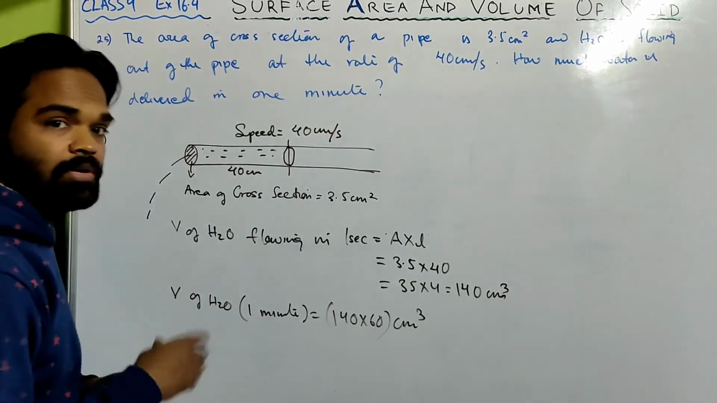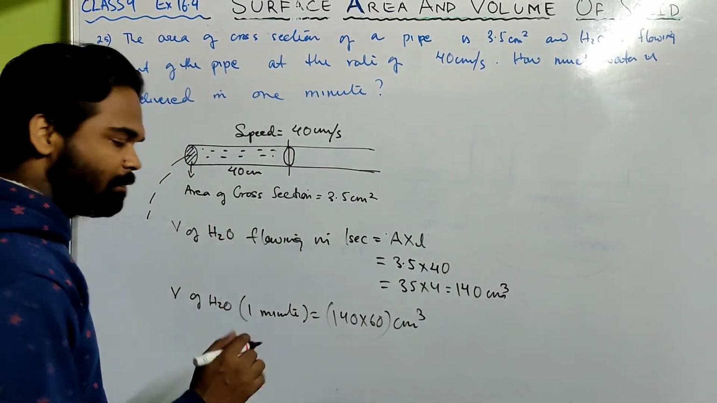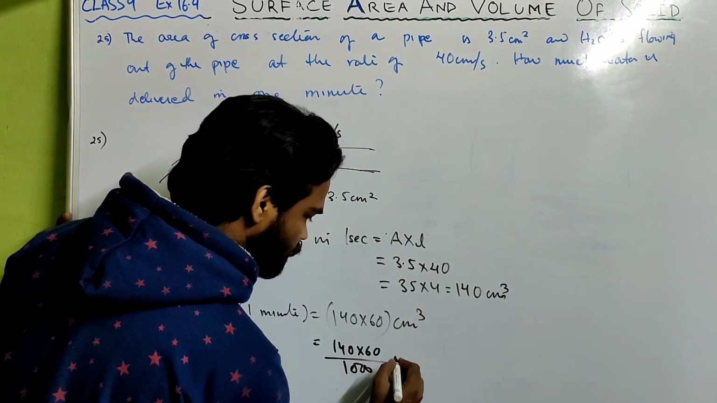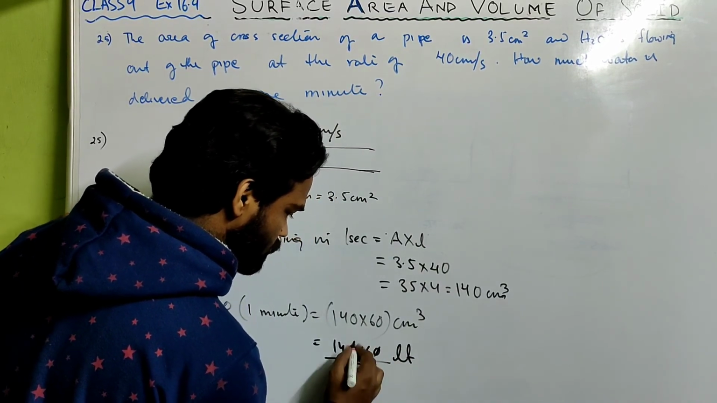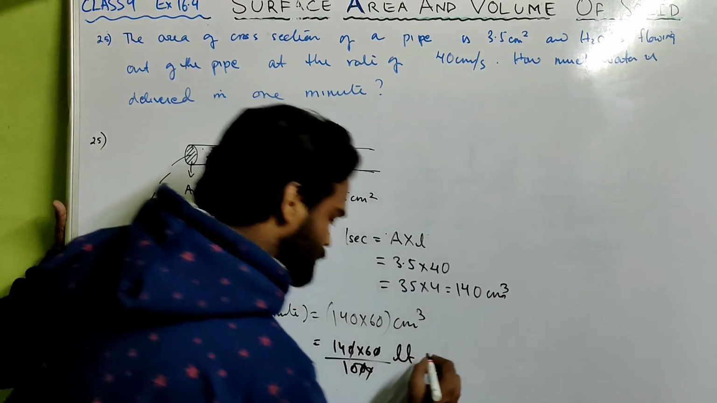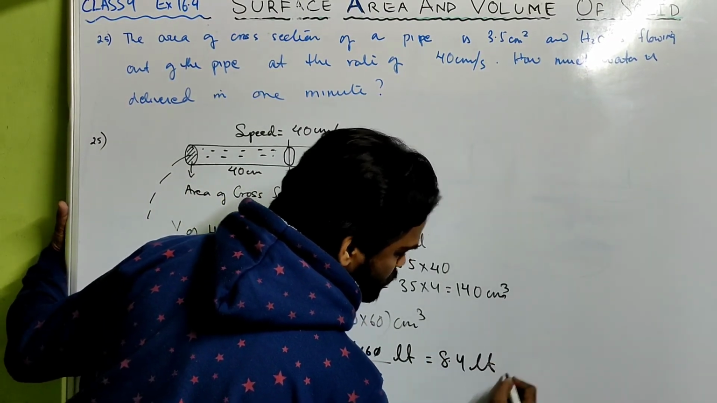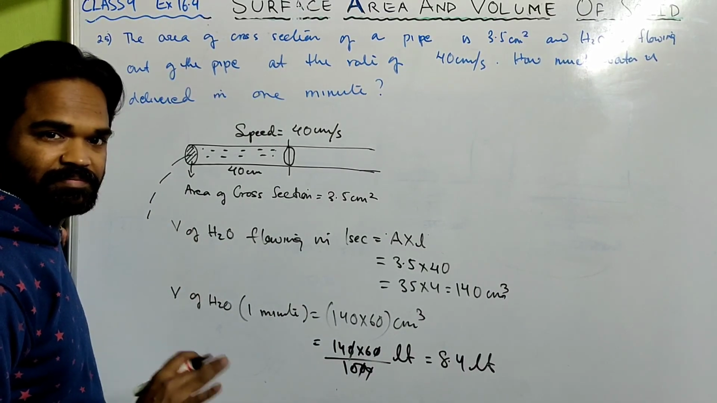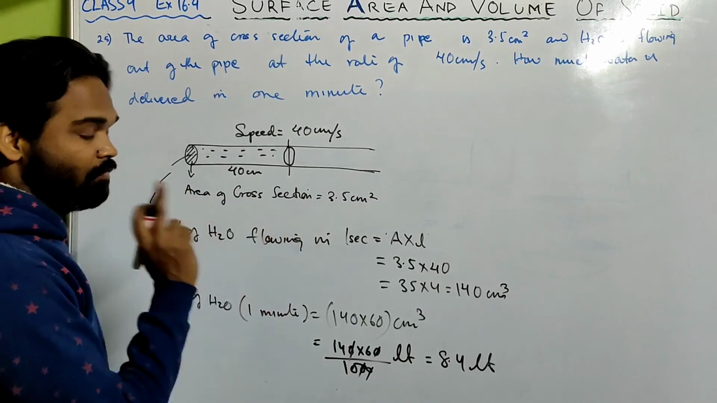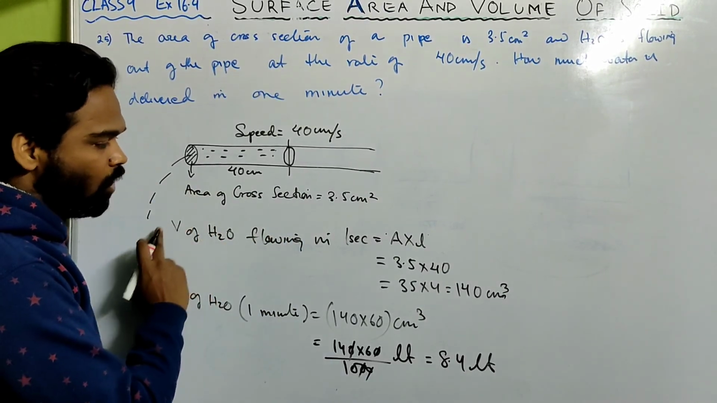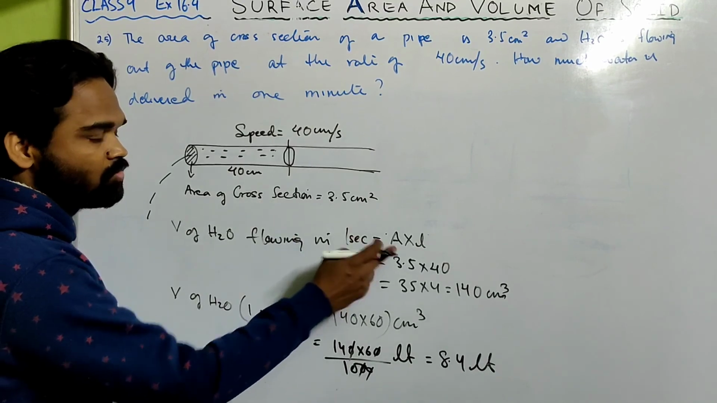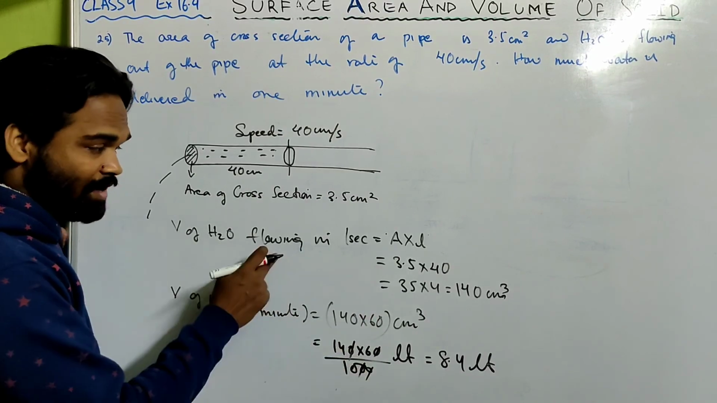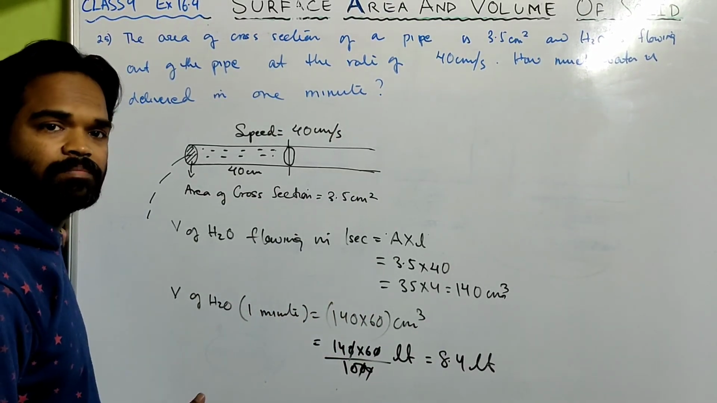How to convert this in liters? Centimeter cube to liters, you divide by 1000. So that's 140 into 60 by 1000 liters. So 6 times. That's 84 by 10. That's 8.4 liters. So this much of water comes out of this pipe in 1 minute. Clear? Very easy. We have done it in the previous video, volume is given as area of cross section into the length. Okay. So with that concept, we got the volume of water flowing out in 1 second. Once you got that, in 60 seconds, you will get the volume.